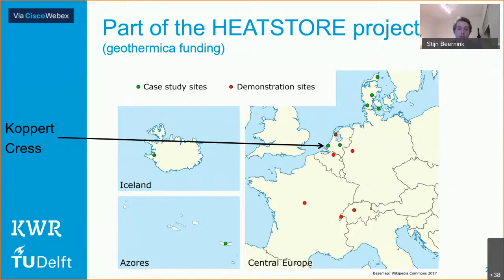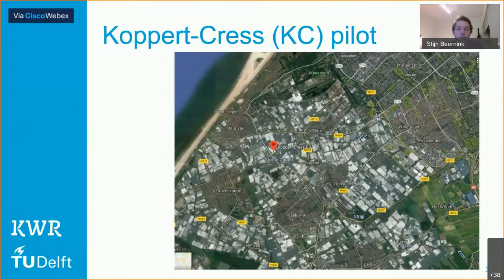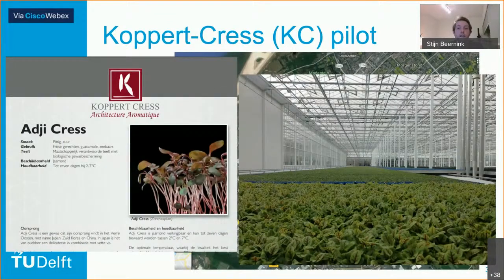And when we zoom into that a bit more, we see that Koppert Cress is located in the middle of a big horticultural area in the Netherlands. It's called the Westland. And Koppert Cress itself is also a big horticultural company. And what they do is they make cress. So I think in English it's also called garden cress. So it's a sort of plant which is used in fancy restaurants. And these plants are grown inside these large greenhouses, as you can see here, actually. I don't know if you can see my mouse, but you can see on the right.